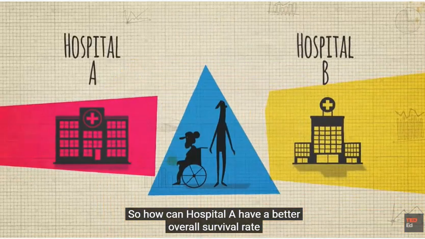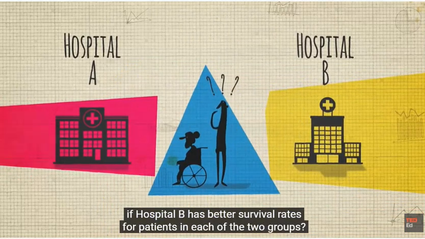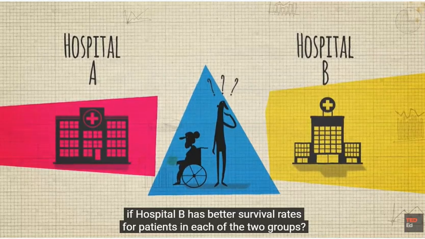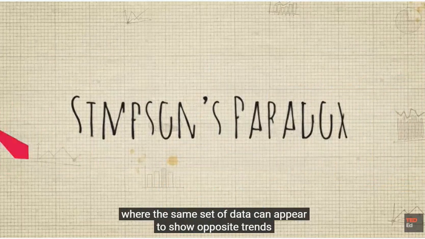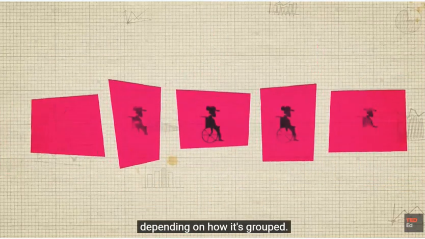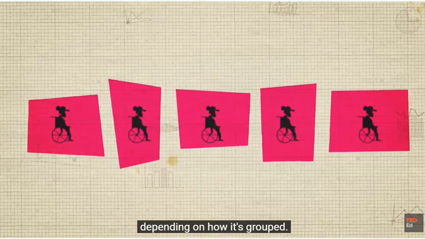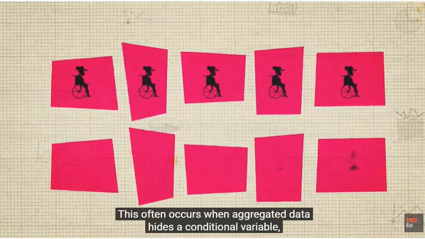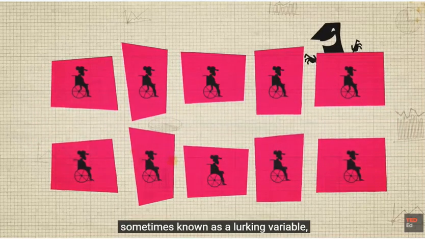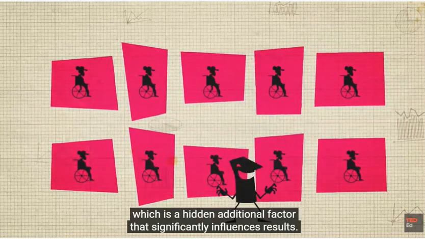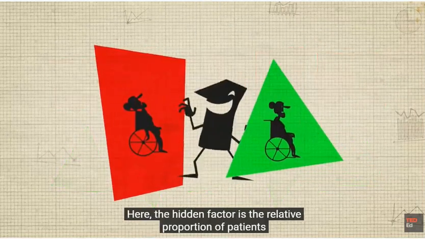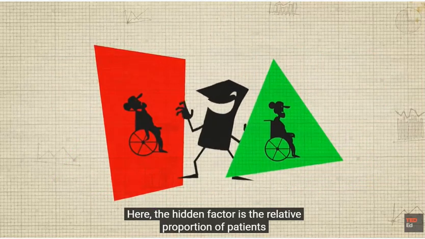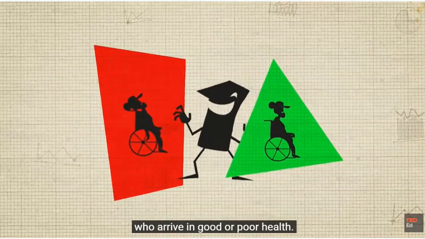So how can Hospital A have a better overall survival rate if Hospital B has better survival rates for patients in each of the two groups? What we've stumbled upon is a case of Simpson's paradox, where the same set of data can appear to show opposite trends depending on how it's grouped. This often occurs when aggregated data hides a conditional variable, sometimes known as a lurking variable, which is a hidden additional factor that significantly influences results. Here, the hidden factor is the relative proportion of patients who arrive in good or poor health.